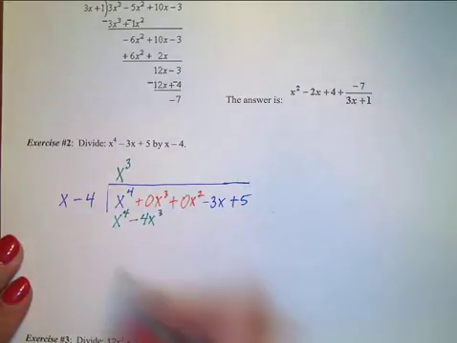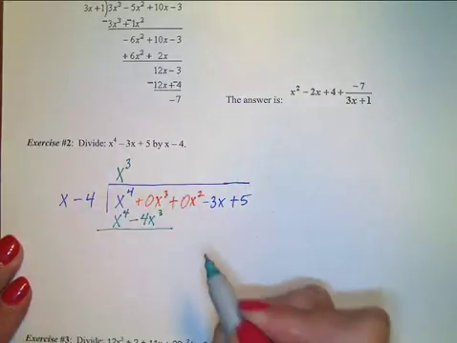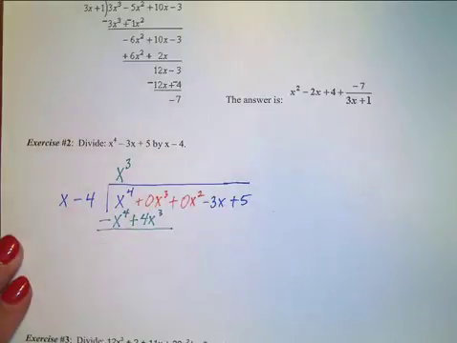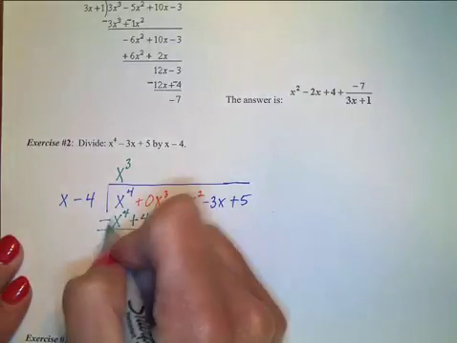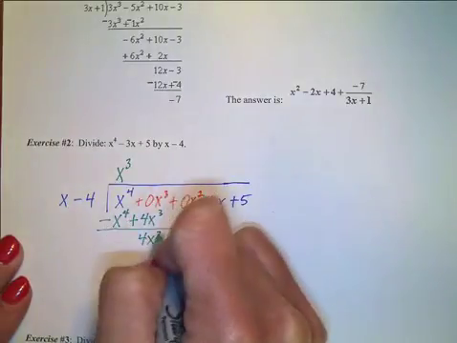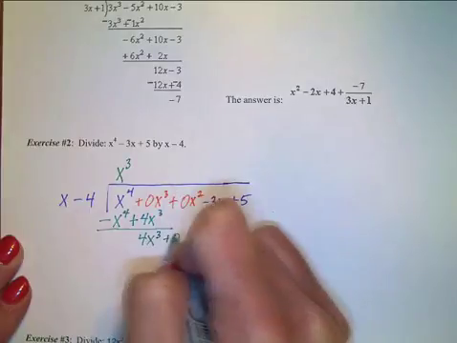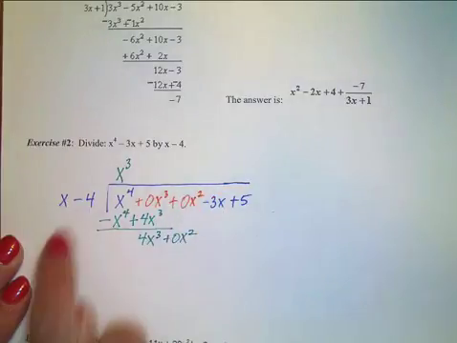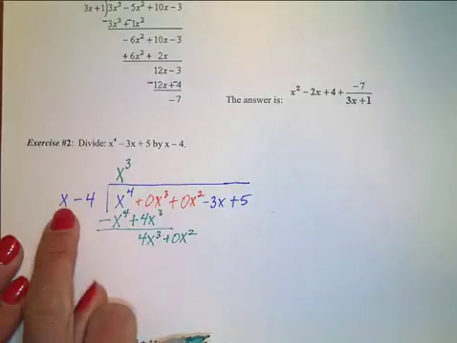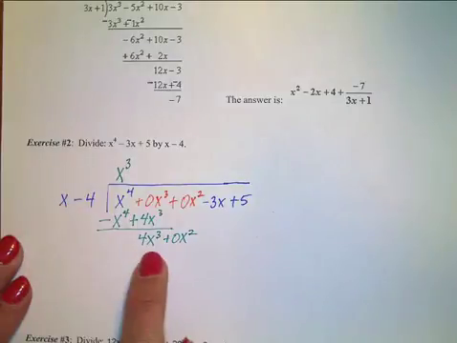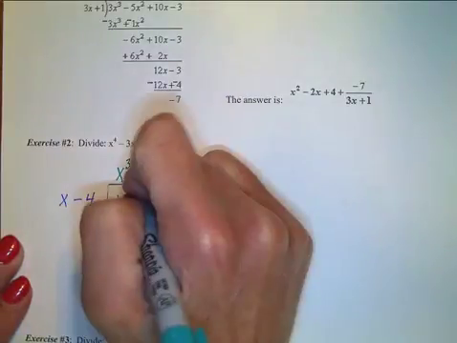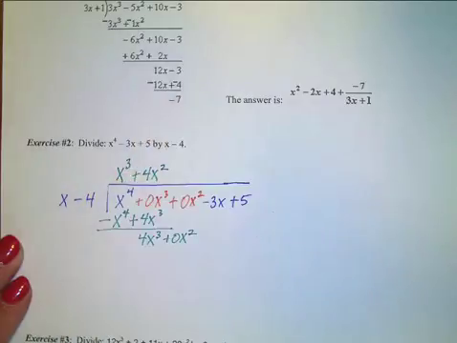Draw my line, and since I'm going to subtract, I'm going to switch my signs. So those cancel, and I have 4x to the third. Bring down the next term, so 0x squared. Again, it's always this first one. So the first one divides into 4x to the third, and it gives you 4x squared. So hopefully you can do those things in your head.